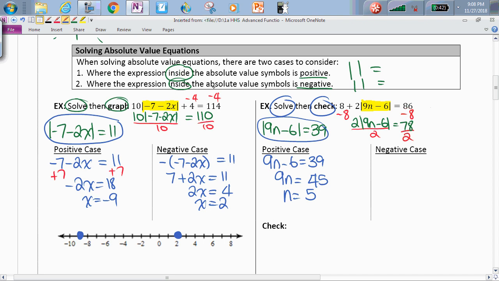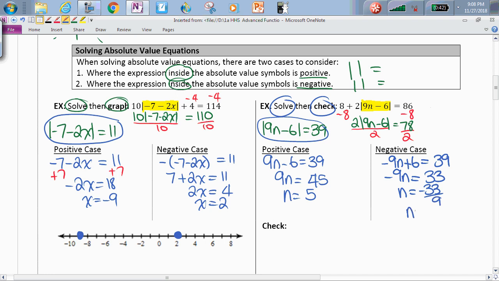that everything inside was negative, so that means we have to change this whole thing, or this thing here, and make it negative. So it would be negative 9n plus 6 equals 39. So negative 9n, we're going to subtract the 6 over, equals 33. We'll divide both sides by negative 9. So that gives us negative 33 over 9.